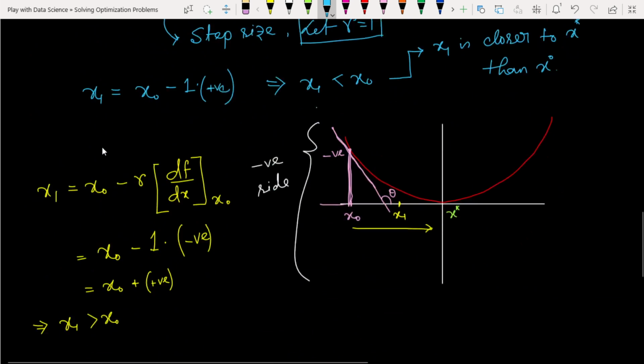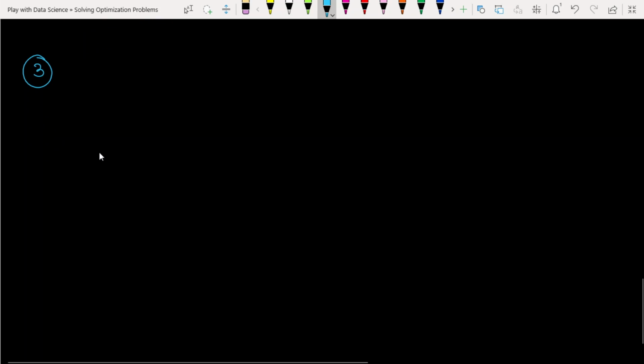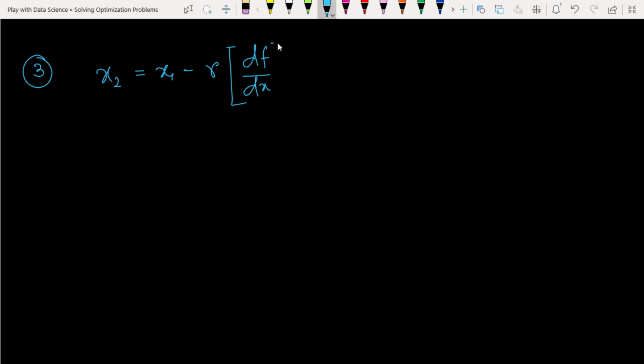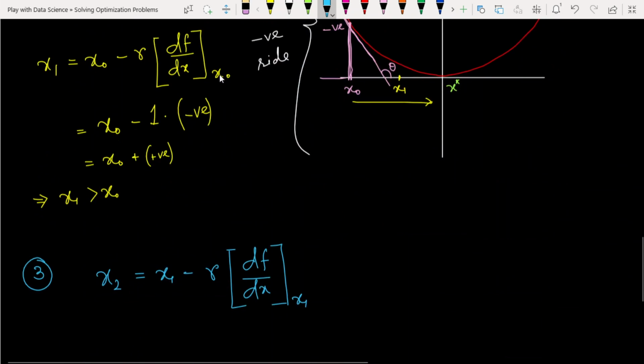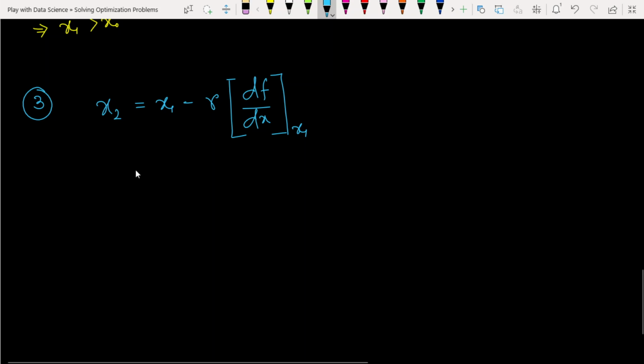This is our step number 2. Let's come to our step number 3. In step number 3 we are repeating the same process. Simply, we are calculating x2 using the same technique, that is x1 minus r of del f by del x at the same x1 point. We are simply repeating this technique iteratively.